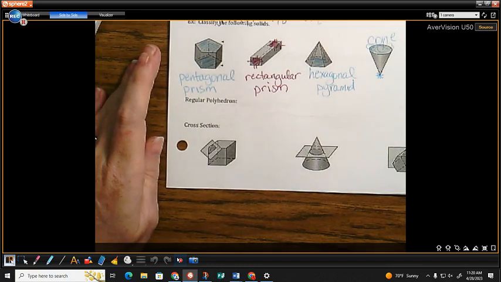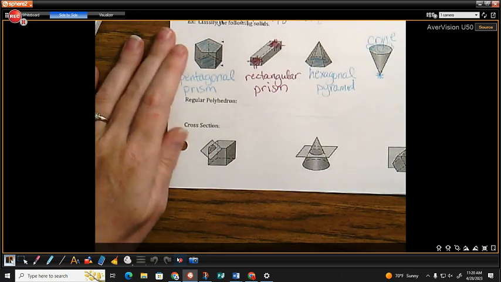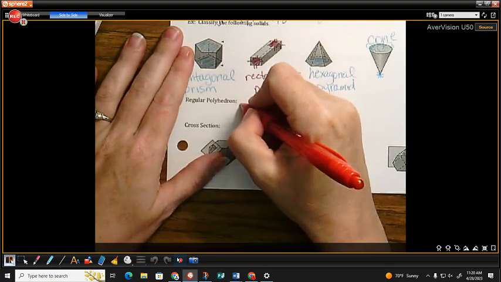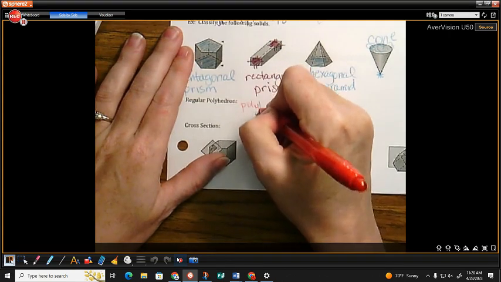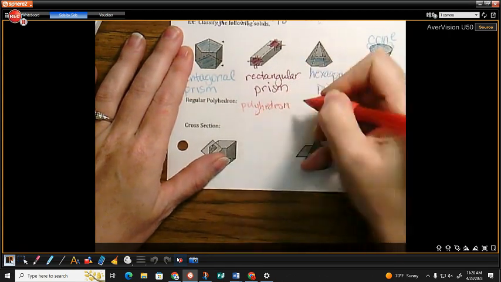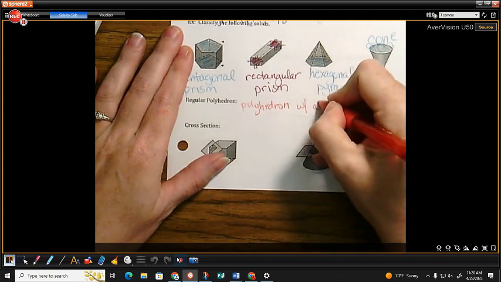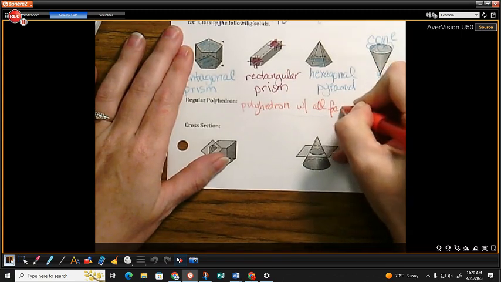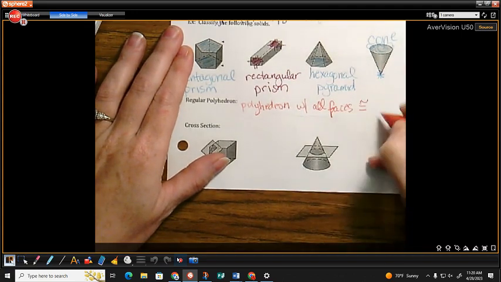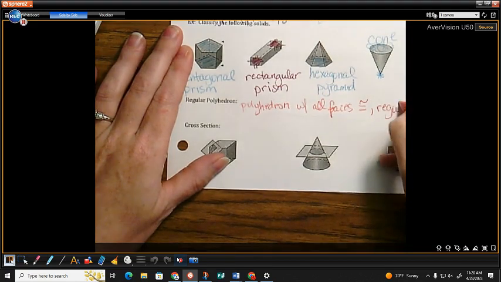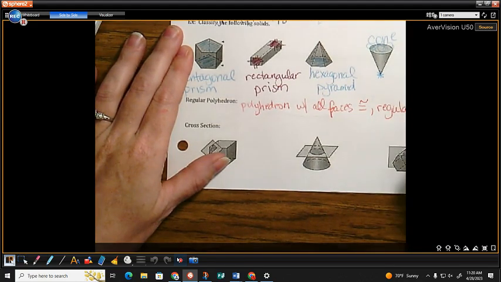No? Congruent vertexes. Okay, you're all very close. It is a polyhedron with all the faces congruent. They are also regular polygons.